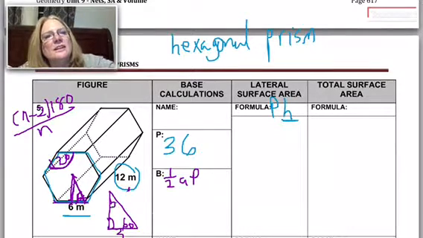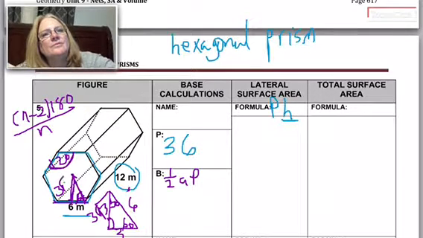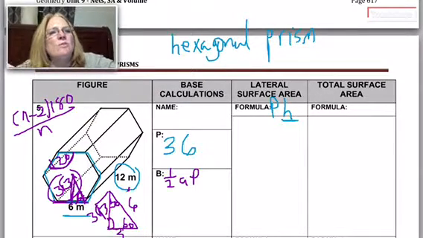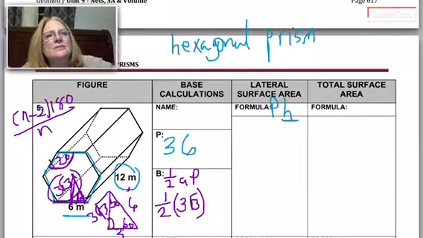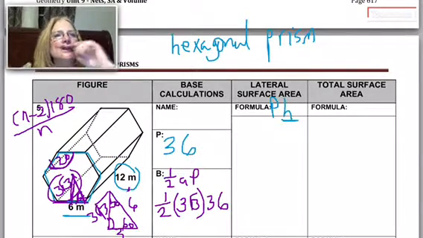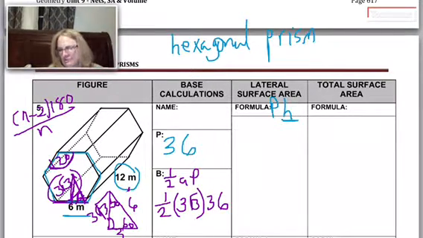Now we have our 30, 60, 90 triangle. Across from 30 is x, so that's 3. Across from 90 is 2x, which is 6. And then across from 60 is x times the square root of 3. So this is 3 times the square root of 3. It's going to be right here. So our formula, 1/2, 3 times the square root of 3, times the perimeter of this base, which was 36. So now we have everything we need. I'm going to multiply 36 times 3 and divide by 2.